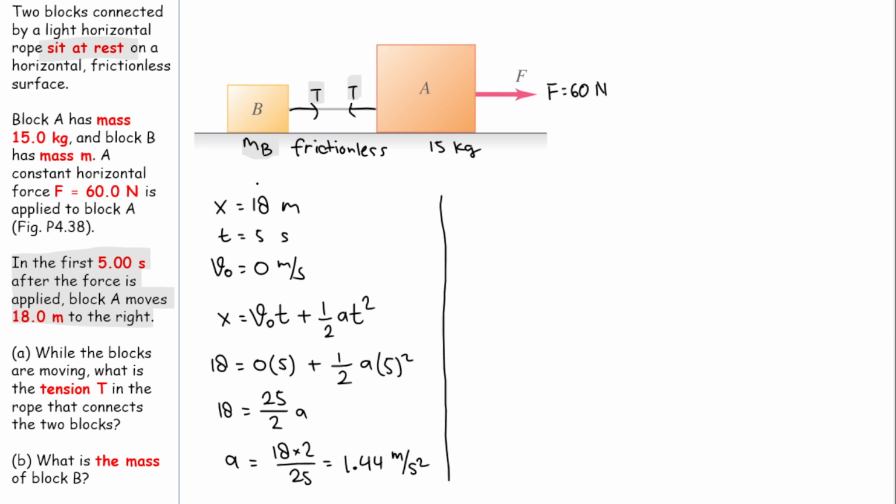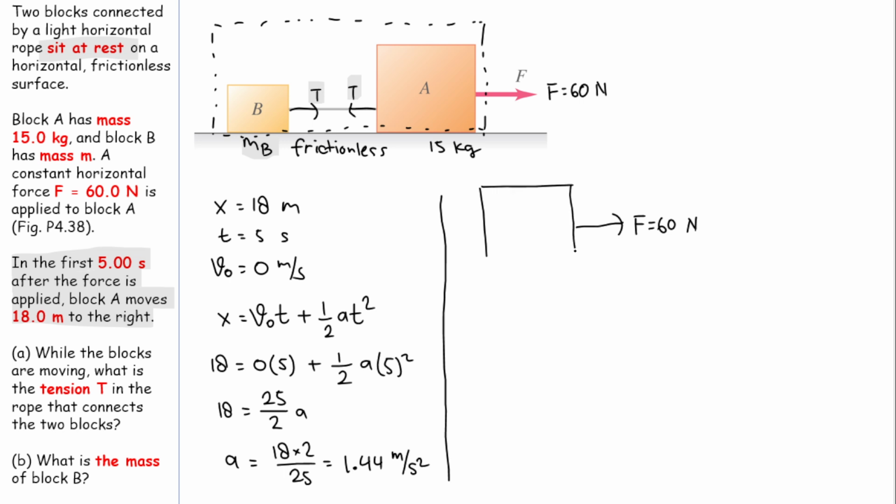Good. Now, we pull this block A and B together, right? Let's see it as one system. So we can assume it as one big block, with the force pulling it like this. So we have F equal to 60 Newton and one system combined here. The mass of the rope is negligible, so we only have the mass of A plus the mass of B, right?